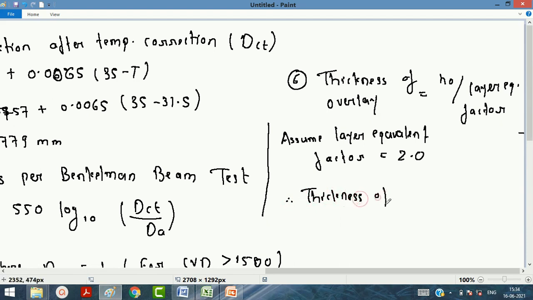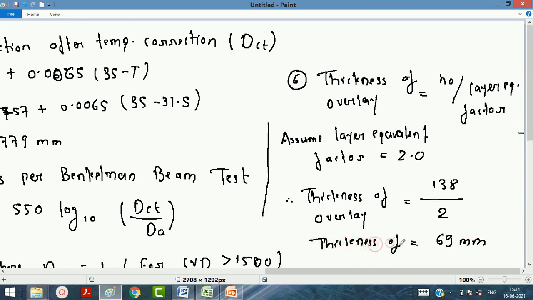Therefore the thickness of overlay is equal to H naught, that is 138 mm, divided by the equivalent factor which we assumed as 2, so it is 69 mm. So we get the thickness of overlay equal to 69 mm. This is the numerical which is based on the Benkelman beam deflection test. See you soon in the next lecture. Thank you.